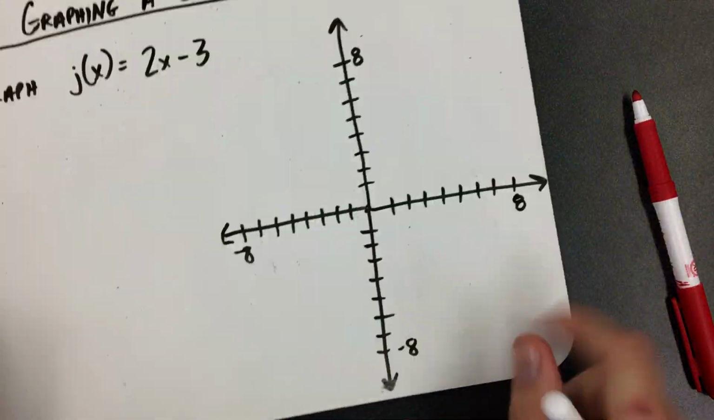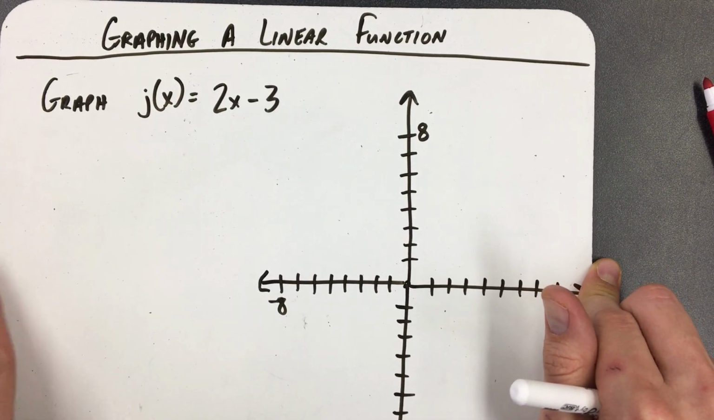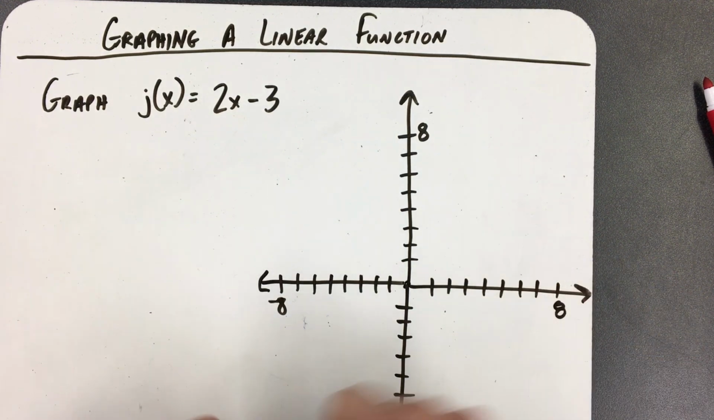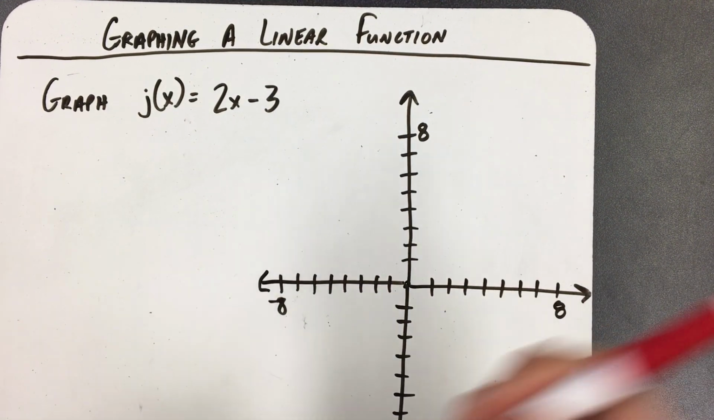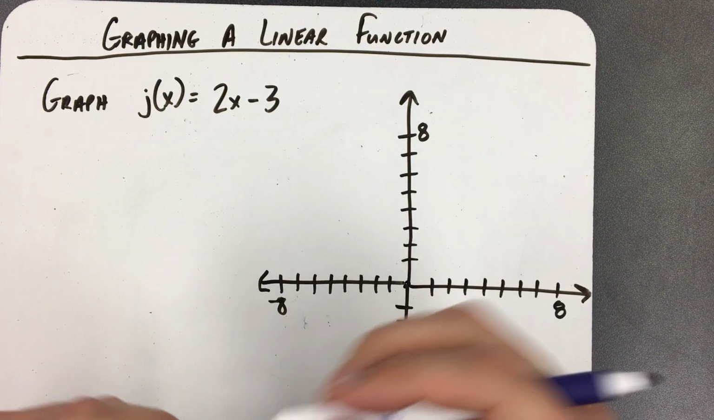Okay, the last one, and then I promise I'm done. They may ask you to graph one of these. They'll say, hey guys, graph this one: j of x equals 2x minus 3. Don't let that bother you. We really haven't graphed it all this year, so I'm hoping you've done this in 7th grade. If you haven't, here's how you do it.